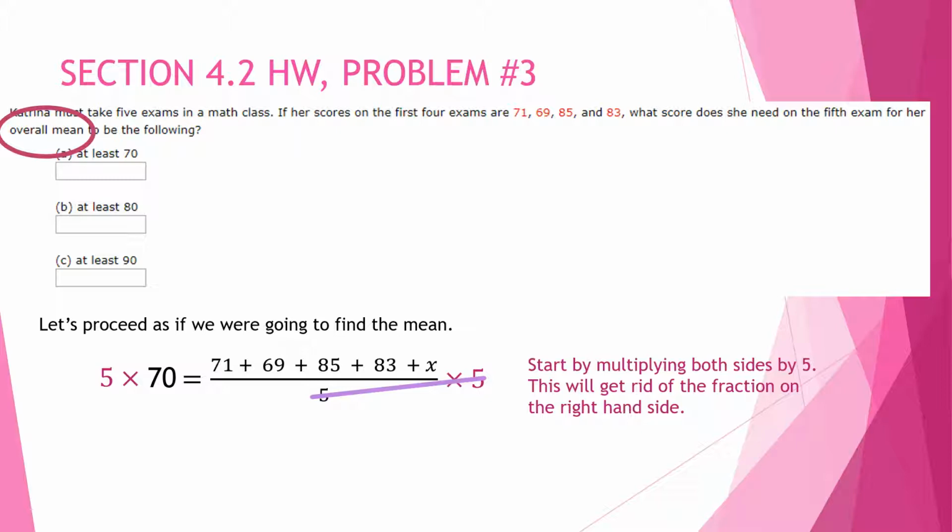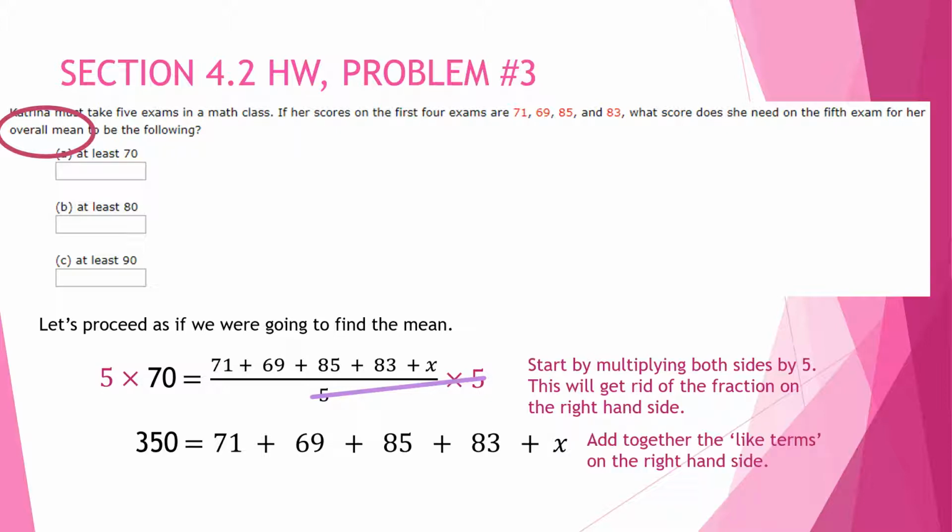Now on the left-hand side, 5 times 70 is 350. So we have 350 equals, and then just our previous numerator, 71 plus 69 plus 85 plus 83 plus x. Now this is really simple from here. This is a very simple linear equation. I know you can solve for x. So you're going to add together the like terms on the right-hand side: 71 plus 69 plus 85 plus 83 sum to 308. So we have 350 equals 308 plus x.